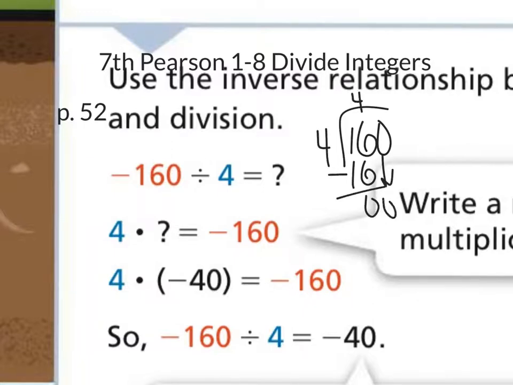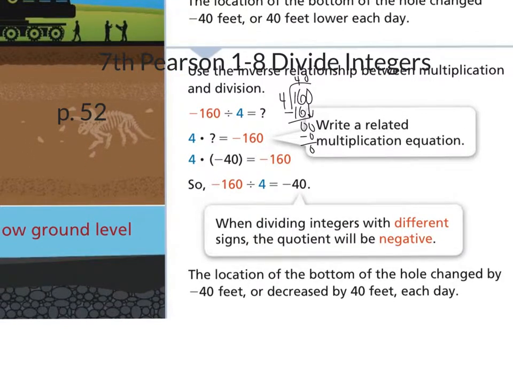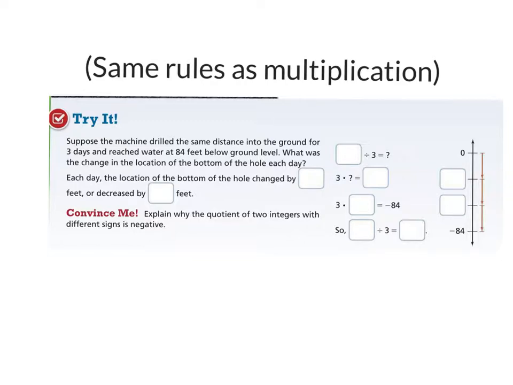And then just make sure you remember, though, that your answer is going to be negative. So divided out is 40, answer is negative 40, which means they went negative 40, or they went down 40 feet each day. So again, same rules as multiplication as we do these problems.